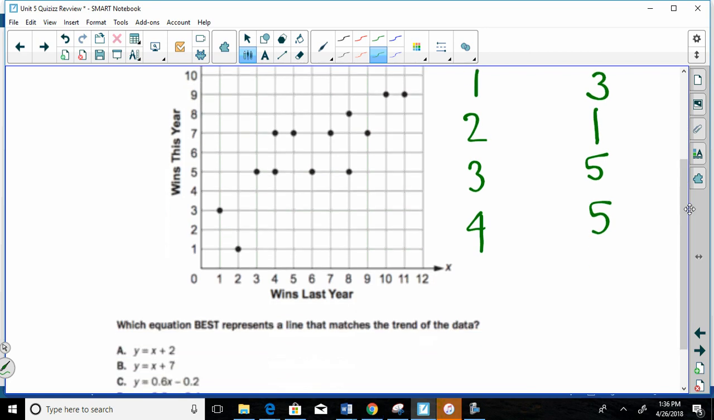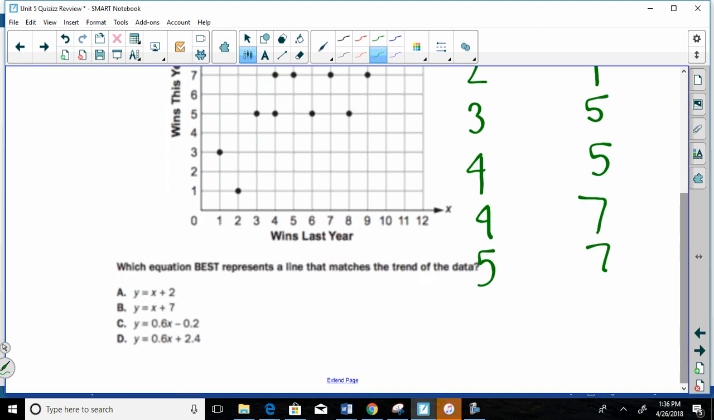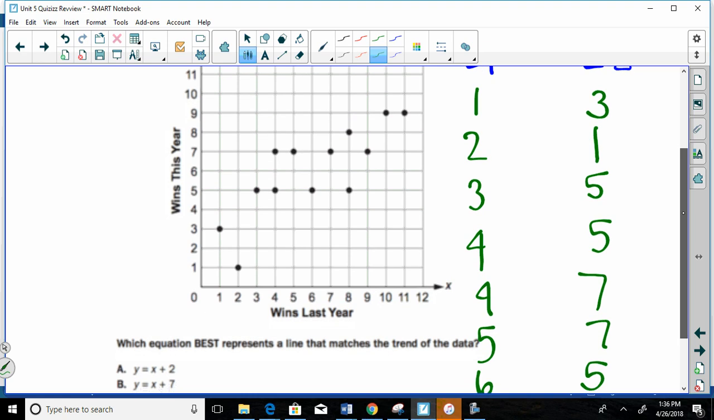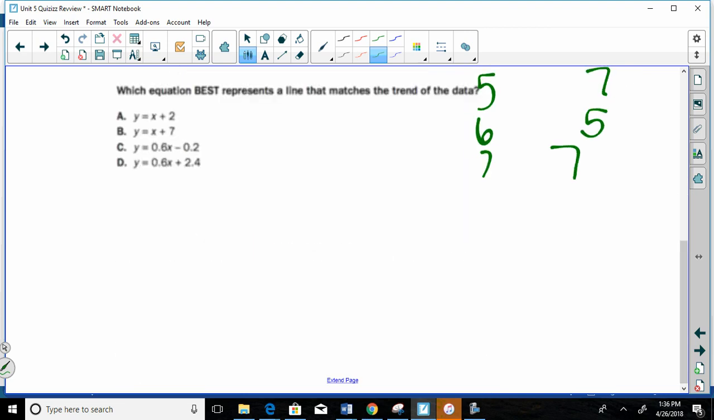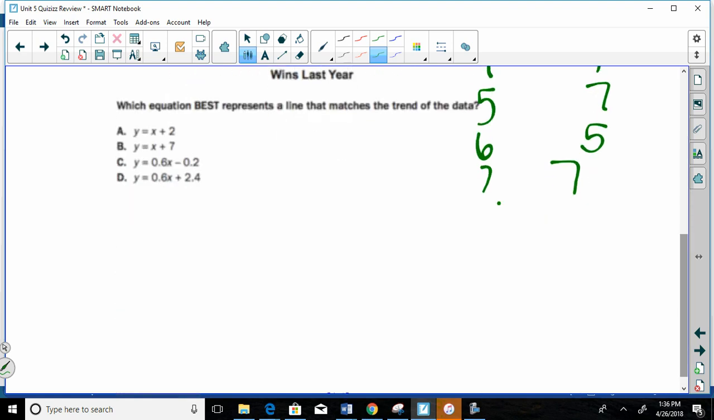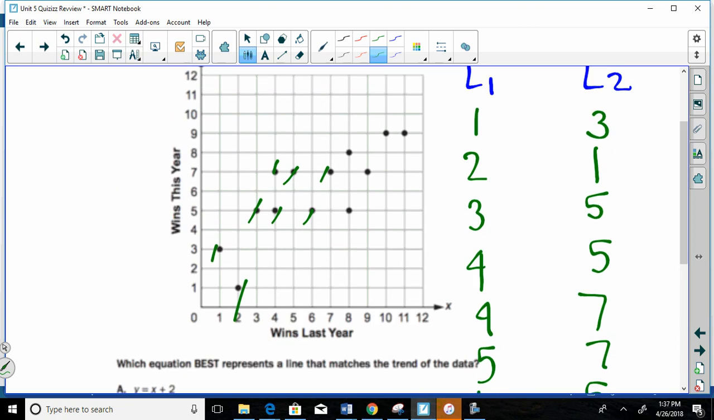4, 5. 4, 7. 6, 5. Remember, this is the one where you have to do stat linear regression. 6, 5, then 7, 7. So when it's not obvious, you do have to go about doing this. So 7, 7, 8, 5, 8, 8.